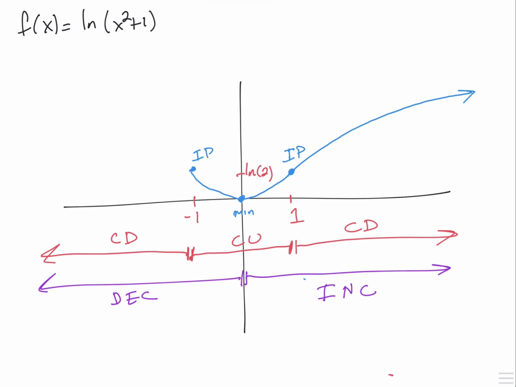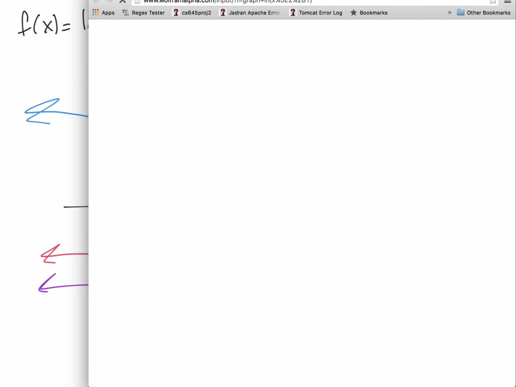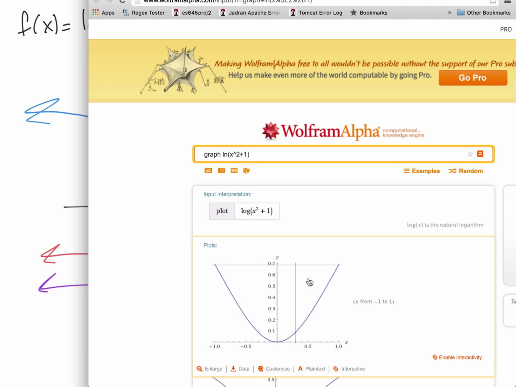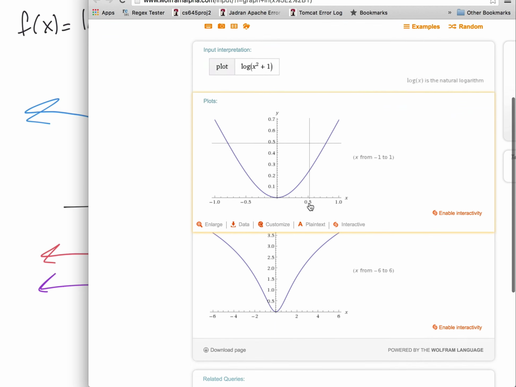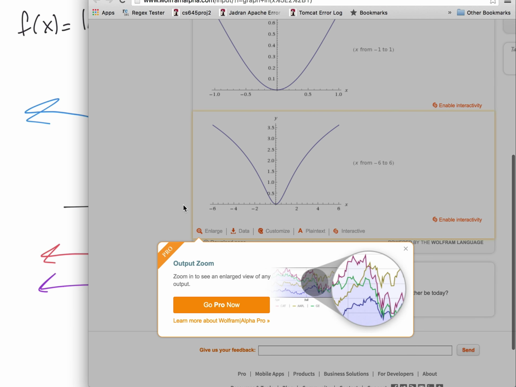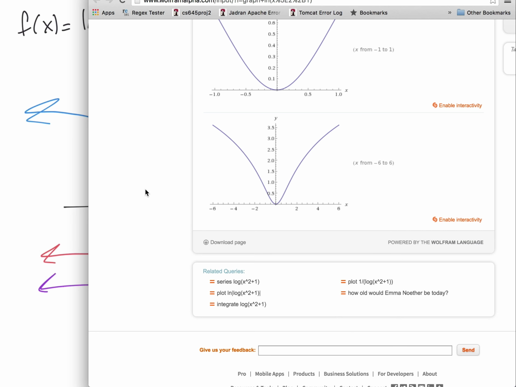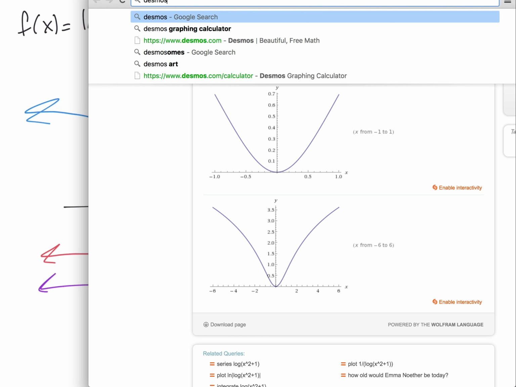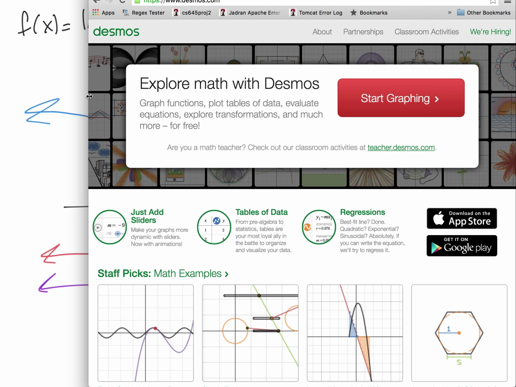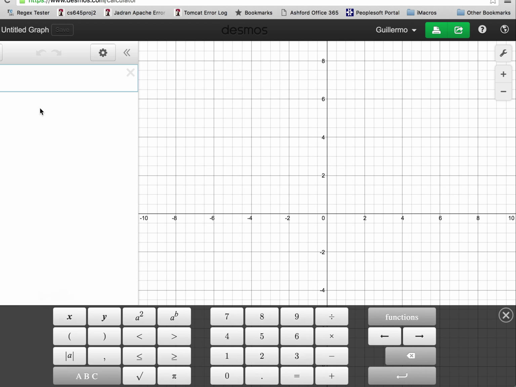That's a terrible job there. Let me redo that. It's not bad, I think. All right. Is that right? Yeah. We did it wrong. No. Just kidding. Oh, they always want you to go pro. Why are we even bothering with Wolfram? Desmos. All about Desmos.